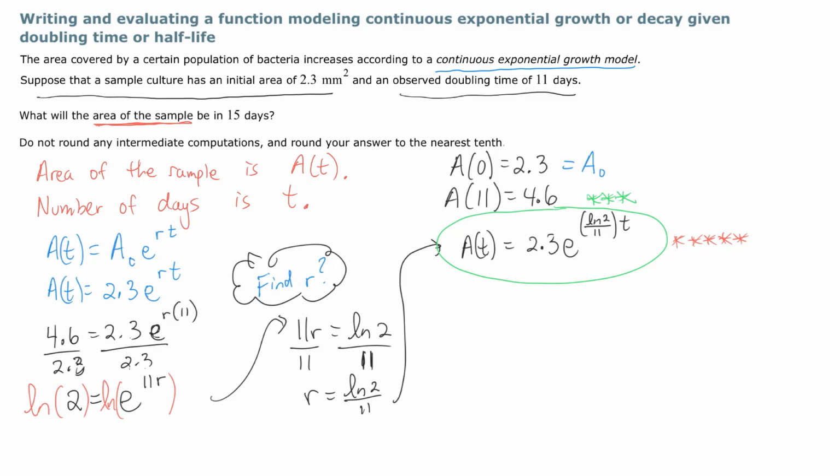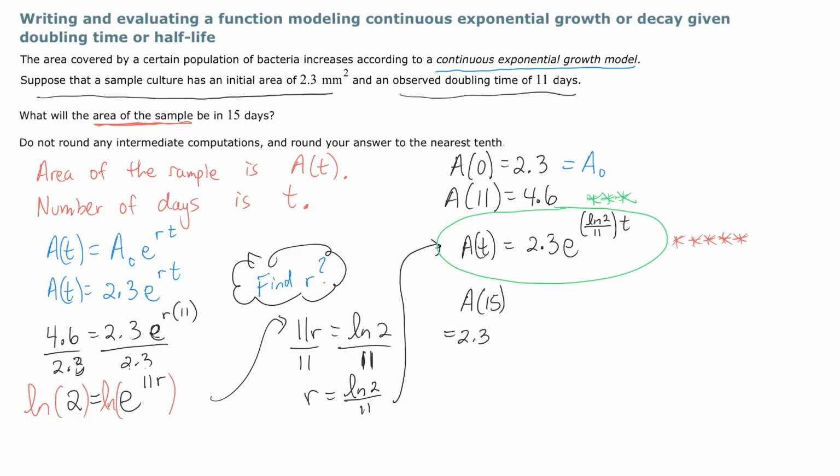We need to answer the question. So if you've forgotten about it, go back and read it. What will the area of the sample be in 15 days? Well, once again, the function notation tells you to do everything. So we just need to find A of 15, which is just an expression.